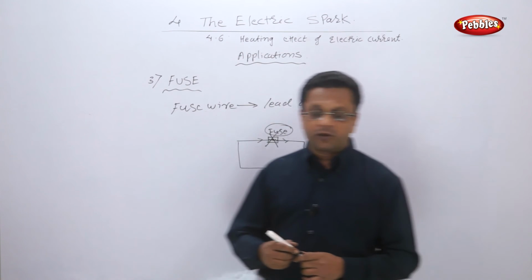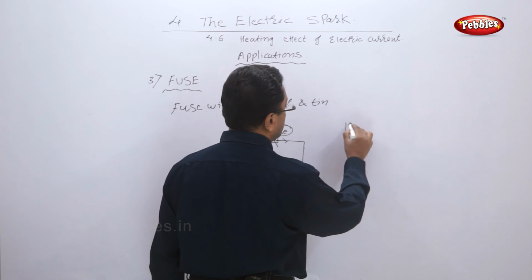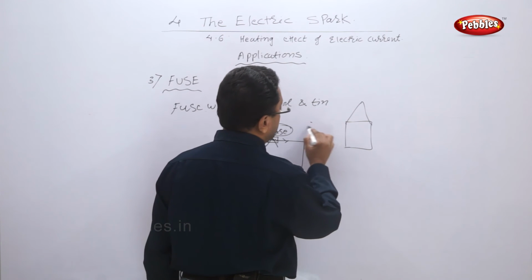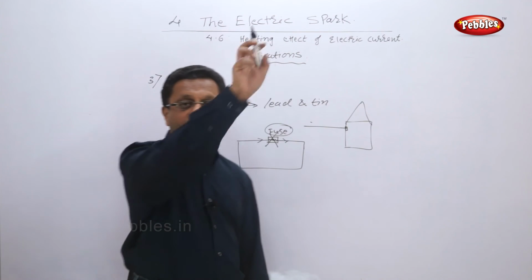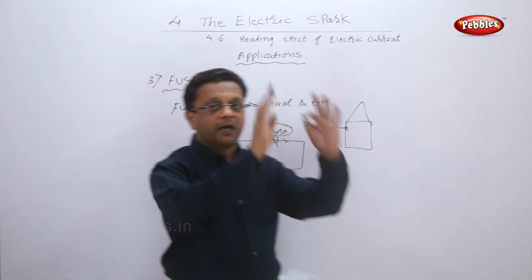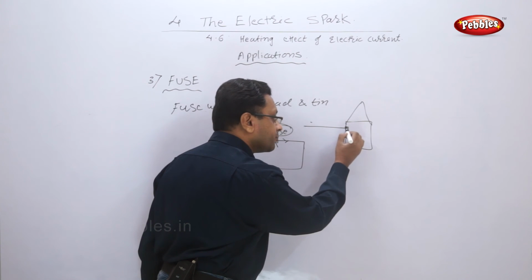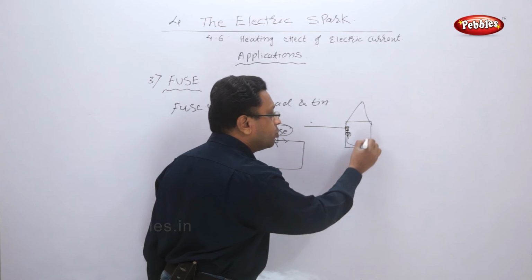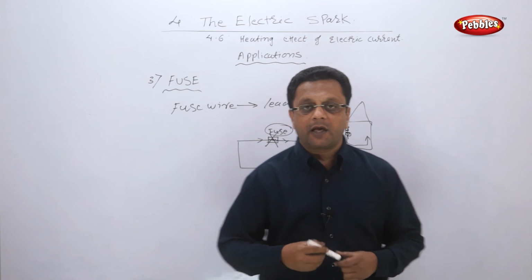Generally this fuse, suppose this is your home, and from outside, your main current comes here. Before going to any of the appliances, the fuse wire is immediately inserted here. Immediately in series, the fuse wire is inserted and then it goes to any appliances of your home. So what will happen?